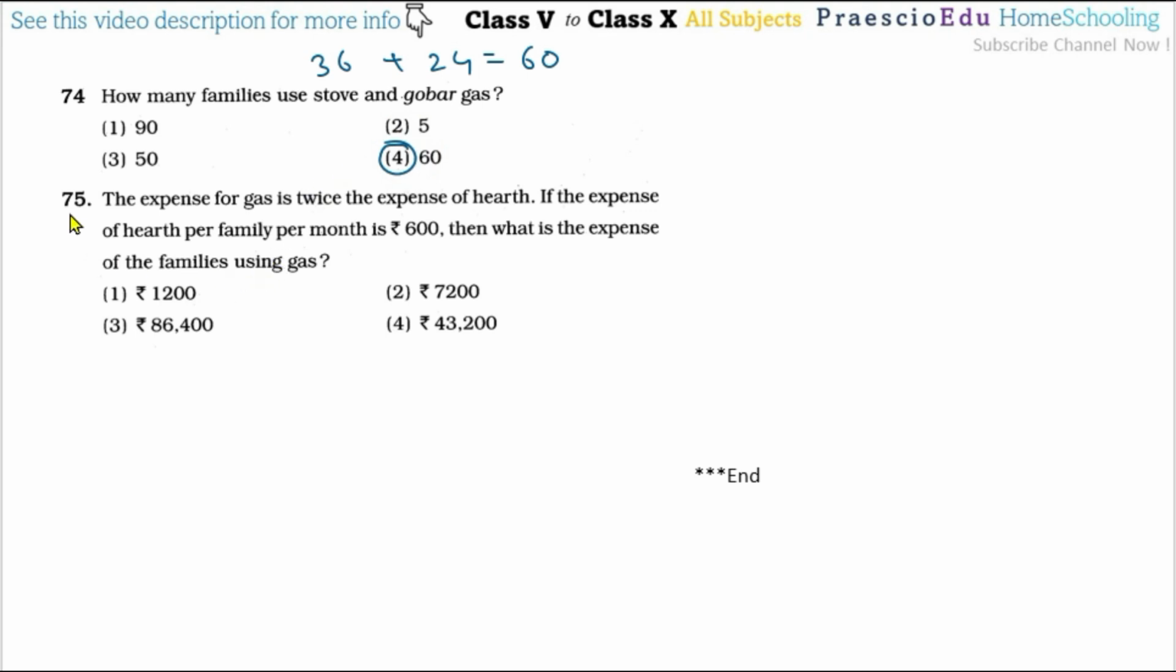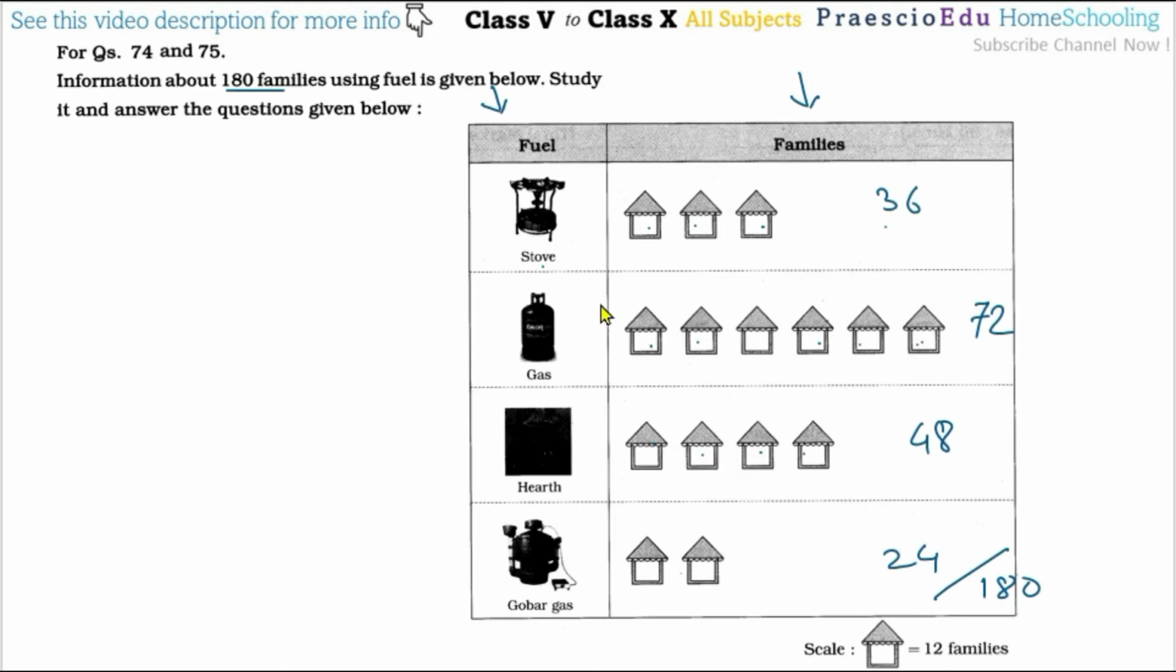Then question number 75. The expenses of gas is twice the expense of hearth. If expenses of hearth per family per month is rupees 600, then what is the expenses of families using gas? Now expenses of gas is 2 times of the hearth, and hearth per family per month is rupees 600, so 600 multiplied by 2 is 1200, the expenses of the gas per family per month.